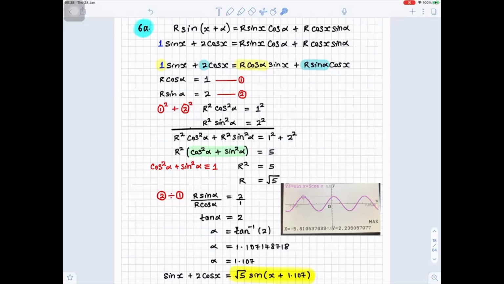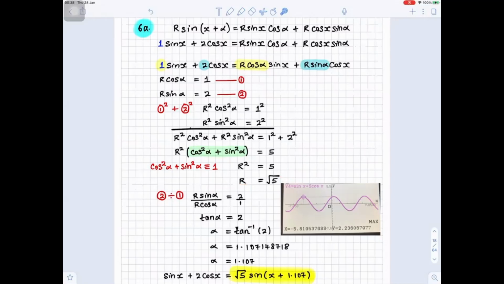Now to solve this simultaneous equation, we can square them and then add them. So r squared cos squared alpha equals 1 squared. R squared sin squared alpha equals 2 squared. When you add them, 1 squared plus 2 squared will give you 5. R squared cos squared alpha plus r squared sin squared alpha. You can factorize r squared out, and then you get cos squared alpha plus sin squared alpha. Cos squared alpha plus sin squared alpha is identical to 1. It's one of the identities. So you end up with r squared is equal to 5, and r is the square root of 5.